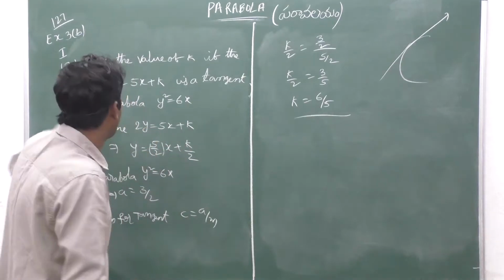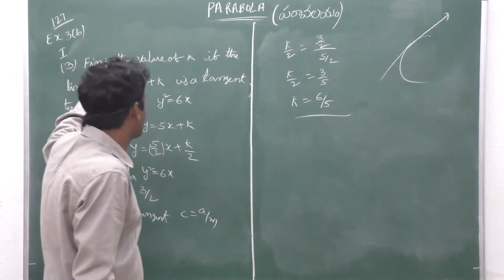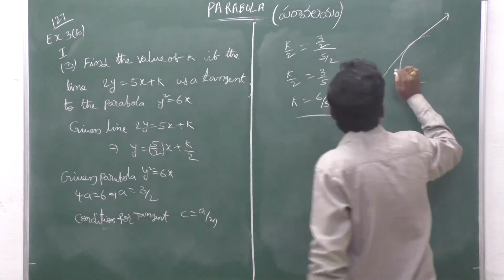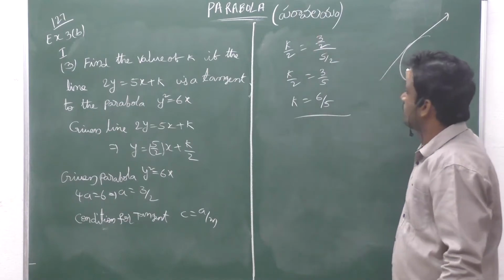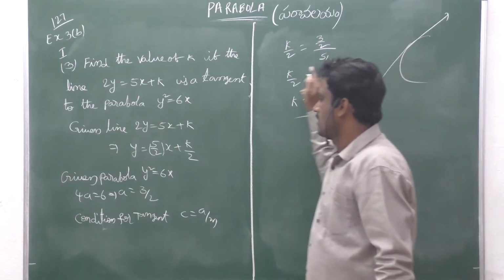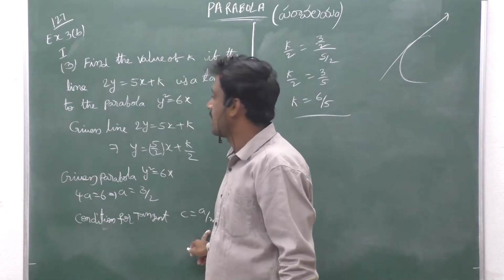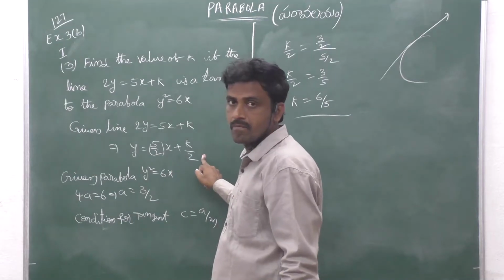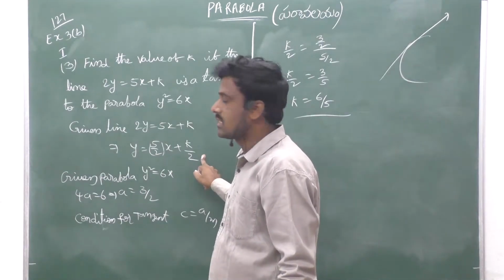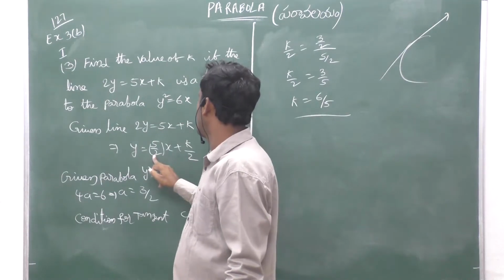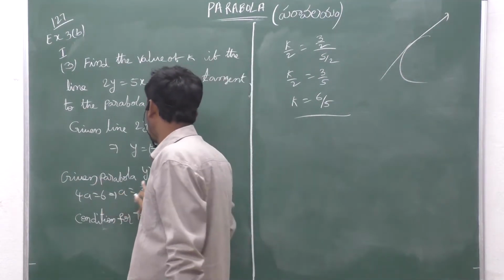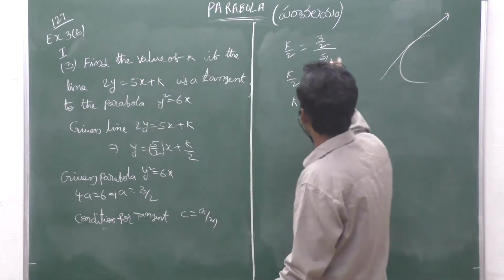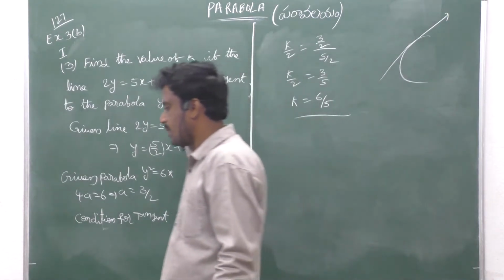Because the given straight line is a tangent to the parabola, the condition for tangent is c equal to a by m. Given equation is 2y equal to 5x plus k, that is y equal to mx plus c. M is 5 by 2, c equal to k by 2. Here given parabola y square equal to 6x, 4a equal to 6, a equal to 3 by 2. Condition for tangent is c equal to a by m. We get k equal to 6 by 5.